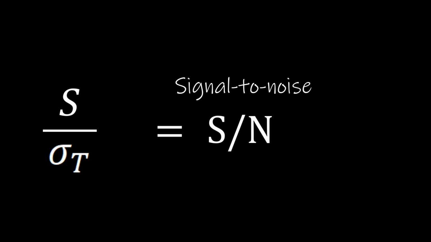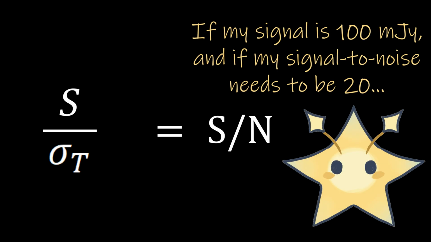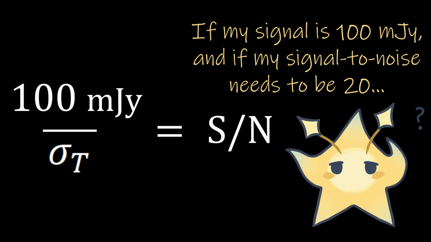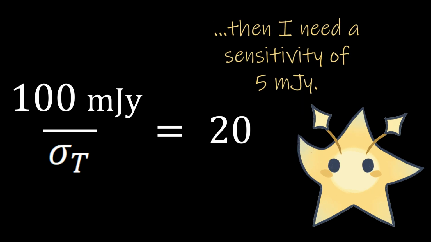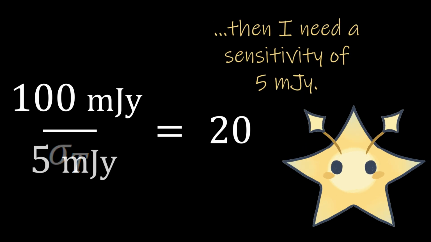As an example, suppose your spectral line was expected to have a peak intensity of 100 millijanskis, and you needed a signal-to-noise ratio of 20 in order to model your data. This means you'd need to achieve a noise level, or sensitivity, of 5 millijanskis in order to achieve the desired signal-to-noise ratio.